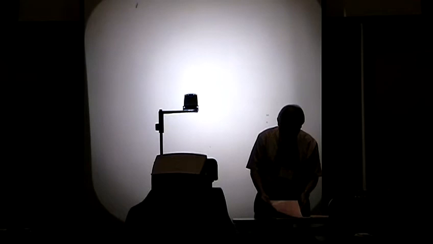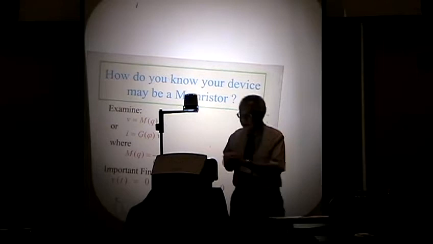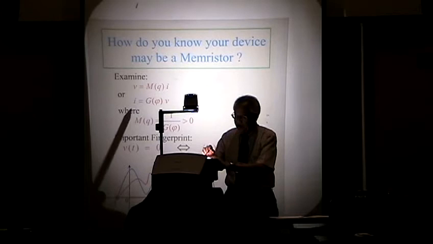Okay. All right, so this is so far all review, but what's important again is to realize that when you have a memristor, it's quite obvious that V is equal to M, the memristance, times current, or you can write I is 1 over M, or the conductance, times V.